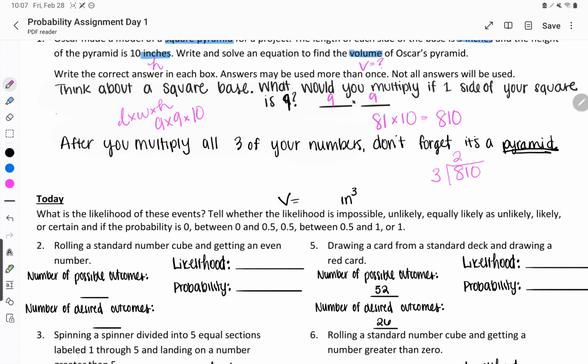3 goes into 8 twice. 2 times 3 is 6. Subtracting that gives me 2. Drop down your 1. How many times does 3 go into 21? 7. Subtract that gives me 0. And then 3 goes into 0 0 times. So volume equals 270.